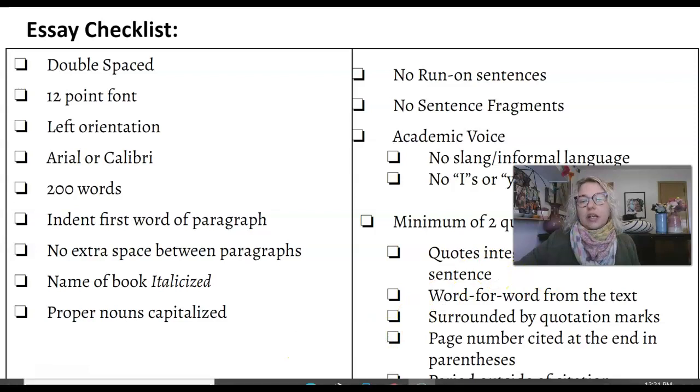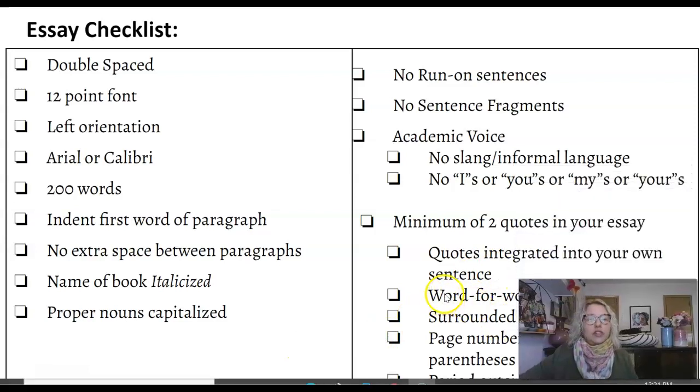And this is kind of a checklist for your essay that you are going to want to make sure that you have all of these things included. You want to double space it, keep it in 12 font, left orientation, not center. Use Arial or Calibri, a minimum of 200 words. Indent the first word of each paragraph. You don't need extra space between paragraphs. Italicize the name of the book.